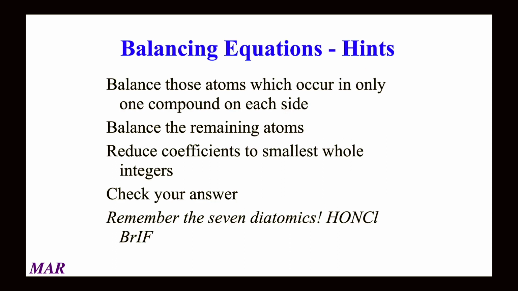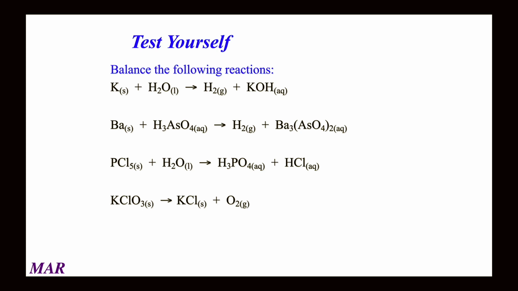When you're balancing equations, only balance the atoms which occur in one compound on each side. Balance the remaining atoms afterwards. You always want to make sure those coefficients are the smallest whole numbers. And if you ever have a question, you can always do that check yourself at the end, where you tally up the atoms on both sides and they should be equal. Polyatomics, leave them together. Remember the 7 diatomics, Hon Kel Brif or Have No Fear of Ice Clear Brew. You should do good. So let's test yourself.